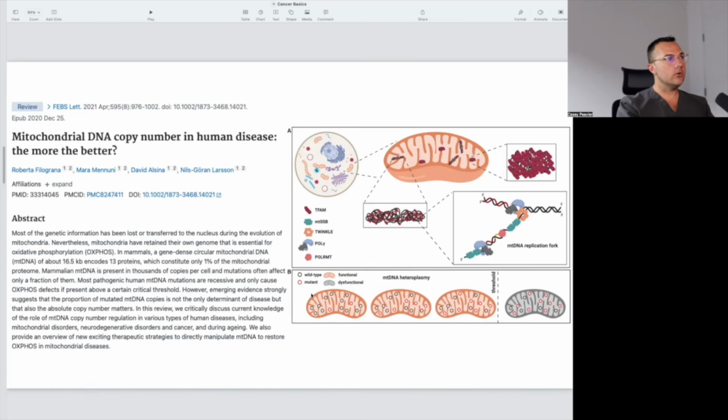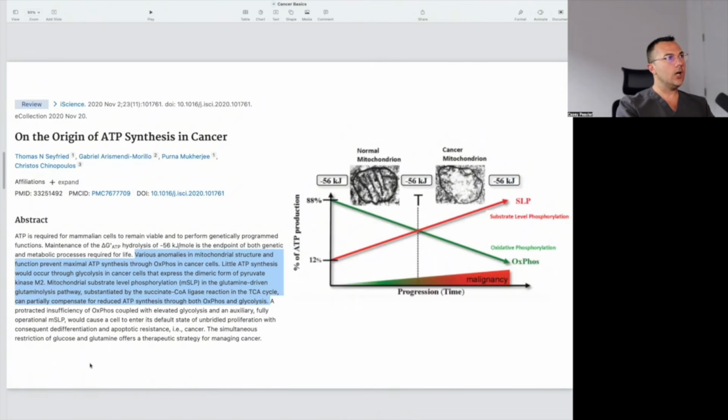So basically, it's not just about whether you have wild type mitochondria and the ratio of mutant mitochondria. It's also about how much overall mitochondrial DNA you have in that cell. That's also a factor that's not taken into account in other publications and other schools of thought. So now I'm going to transition us to Professor Thomas Seyfried.